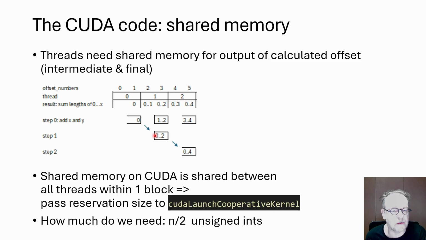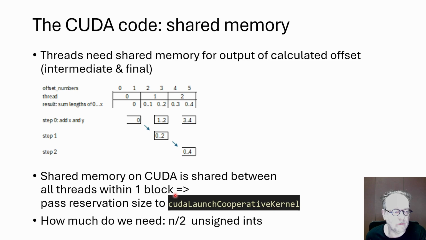Now, the size of shared memory is actually a parameter when launching the threads. You launch the threads with cudaLaunchCooperativeKernel, and one of the parameters of that function is the size of shared memory between the threads.